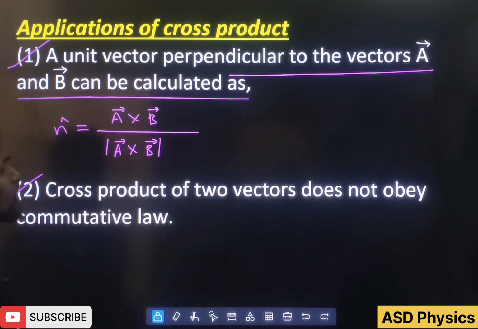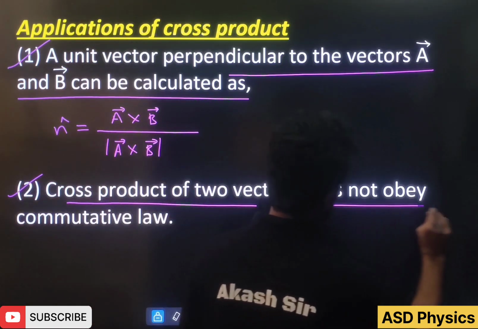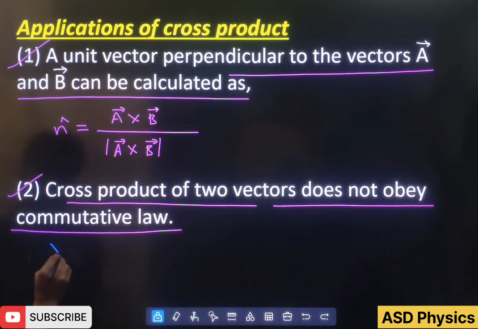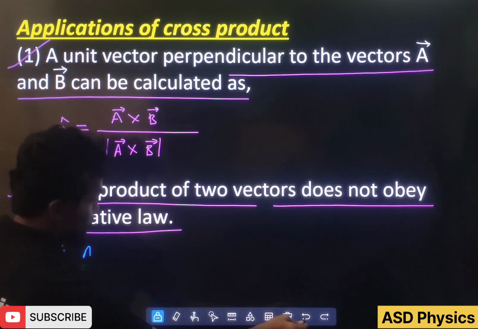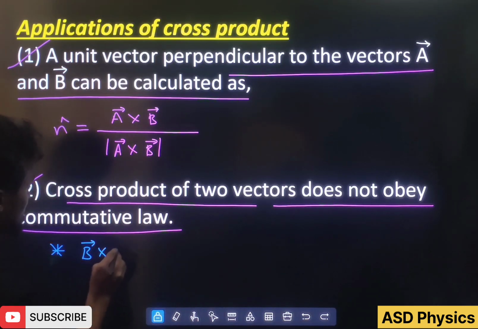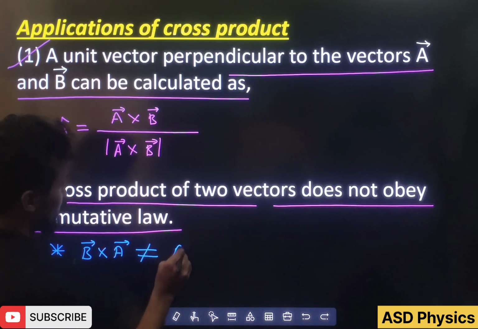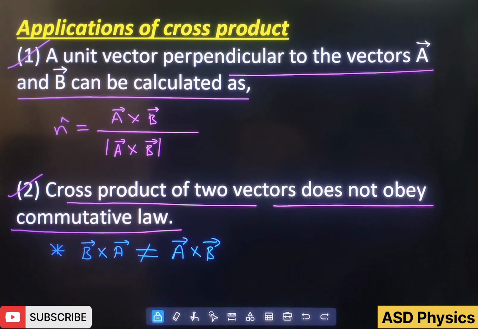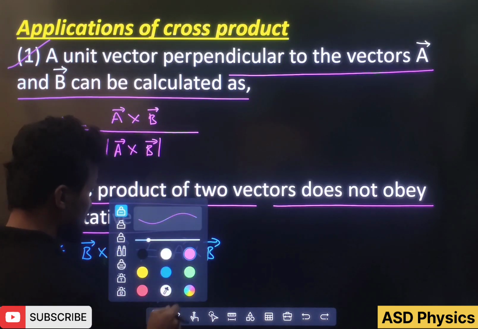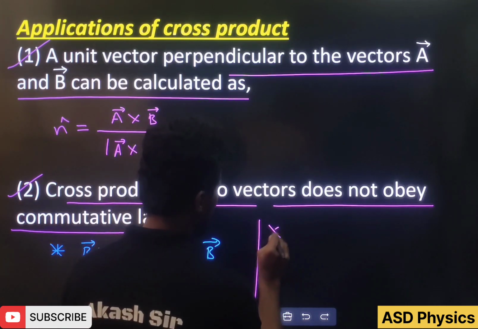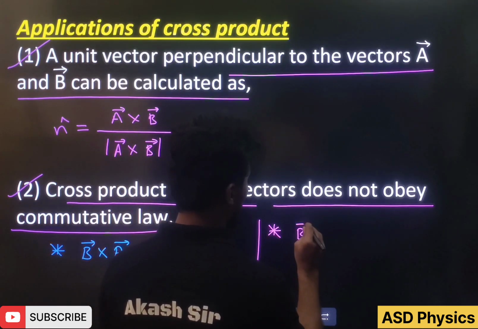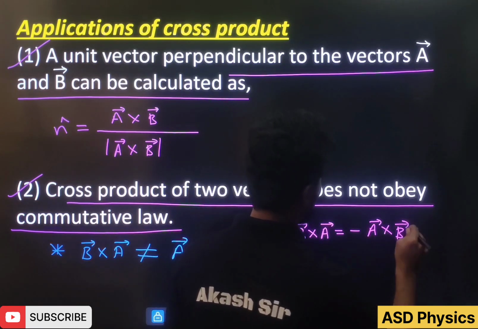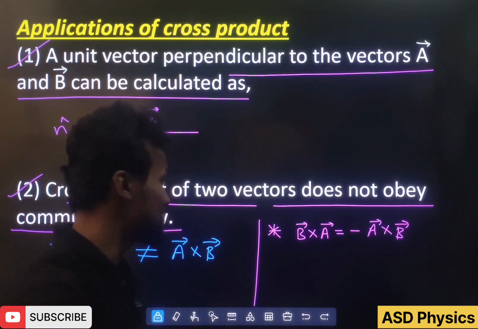Okay, great. Second one: cross product of two vectors does not obey the commutative law. Does not obey the commutative law means what? We can tell, students, that b cross a is not equal to a cross b. They are not obeying the commutative law. Then what are they obeying? Here we are going to write the correct one. Again I am writing b cross a is equal to minus of a cross b. Okay, opposite direction, positive z direction, negative z direction.